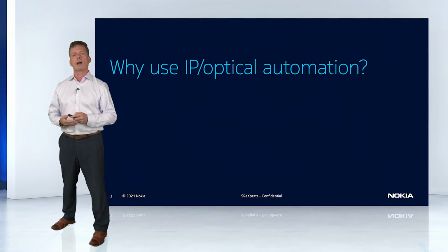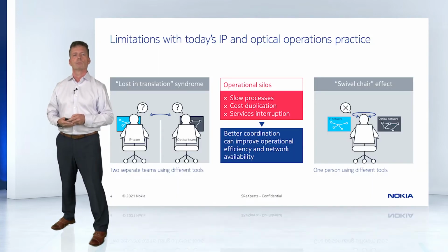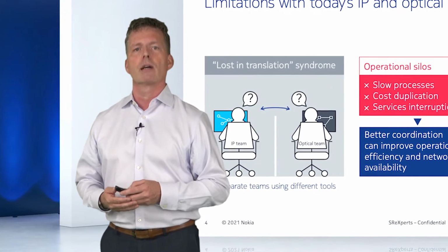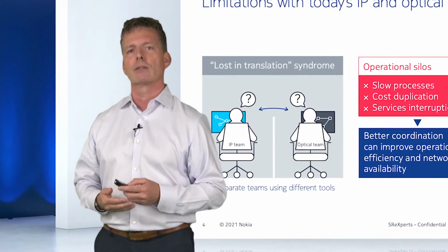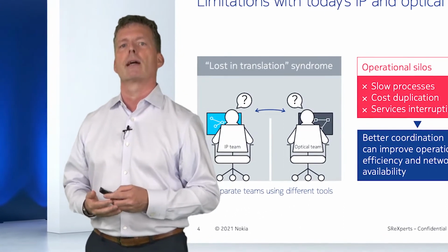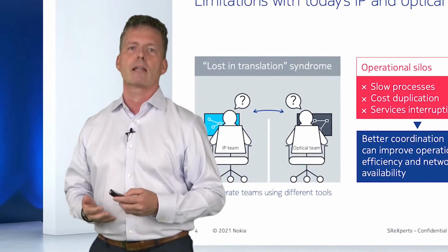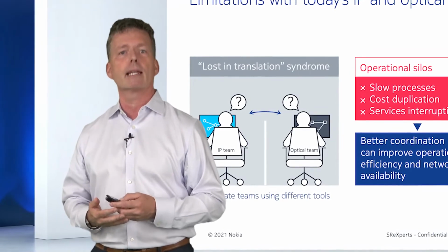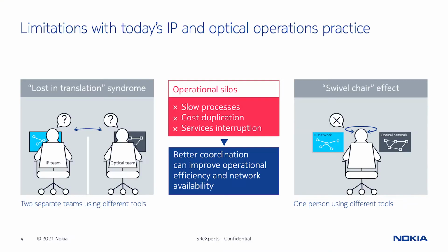So why use IP optical automation? The evolution and integration of IP and optical transport infrastructure is a critical success factor because this is an area that continues to be dominated by operational silos. And these silos hold back innovations and improvements that can be brought to bear on both the planning and the operating functions. Operators will often rely on multiple teams and experts assigned to specialist functions within a layer.